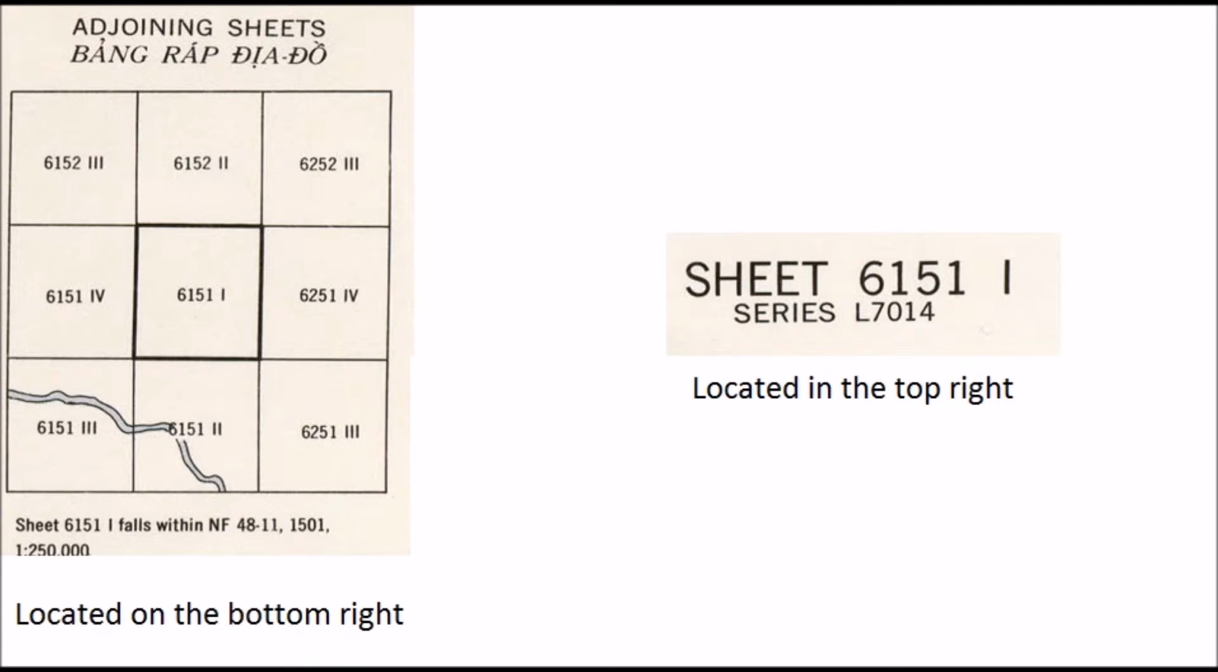On the top right you're going to have the sheet or map number that shows you the map you're currently holding. On the bottom right you have the adjoining sheets. For instance, if you're trying to find an objective east of your current location and your map doesn't reach far enough, you can use this tool to find out which sheet or map you will need to allocate.